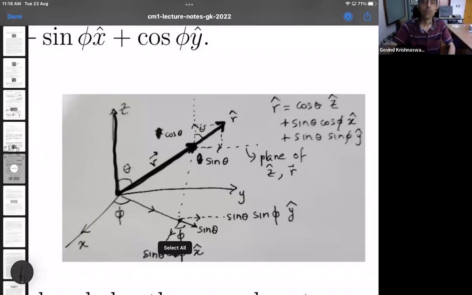Now that R sine theta projection vector has X and Y components. We need to find those X and Y components. Those X and Y components are given by R sine theta cosine phi and R sine theta sine phi.